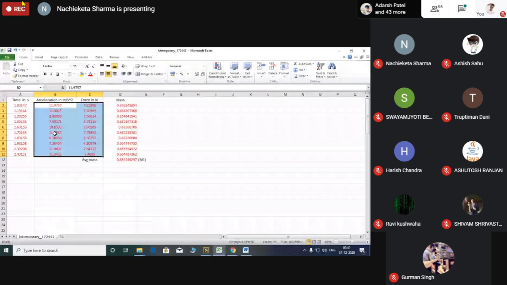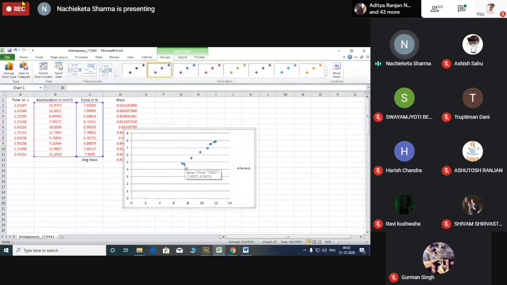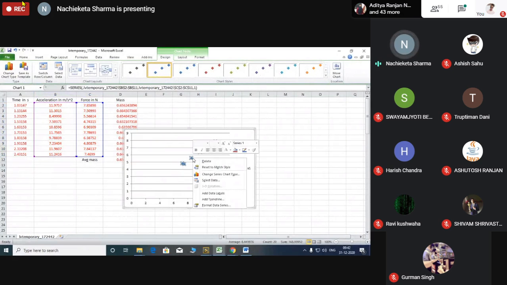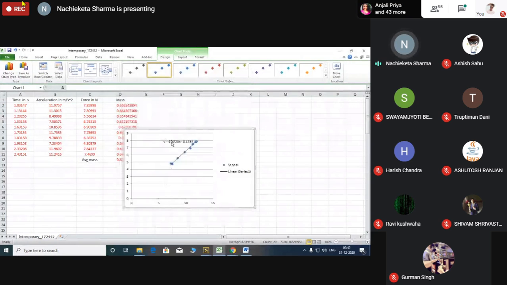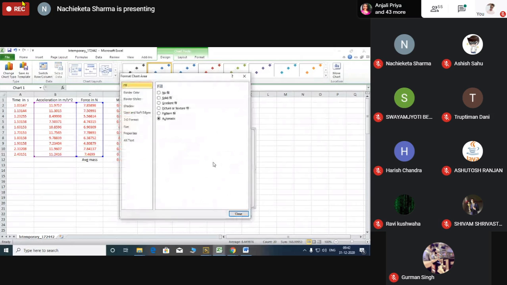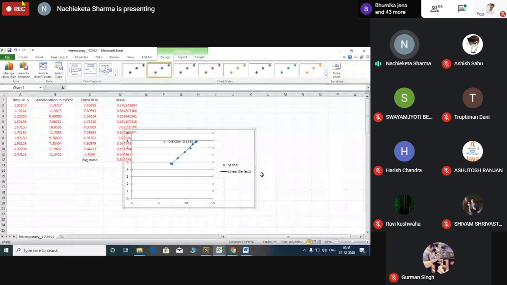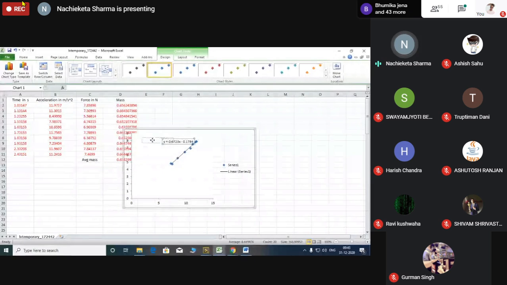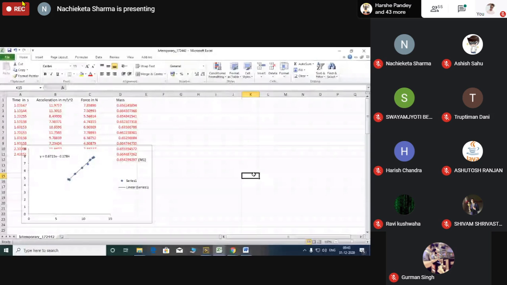Here, insert, scatter, this. Can you see? Then you have to click on any point, right click, add trend line, linear, display equation, close. See here, this is your equation. Here y is equal to mx plus c.